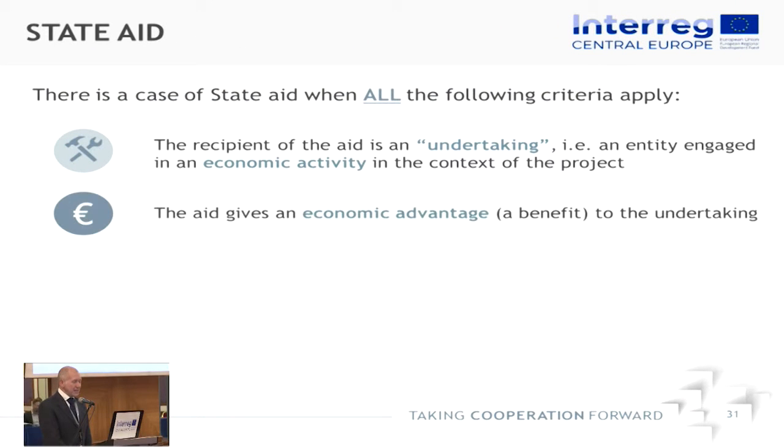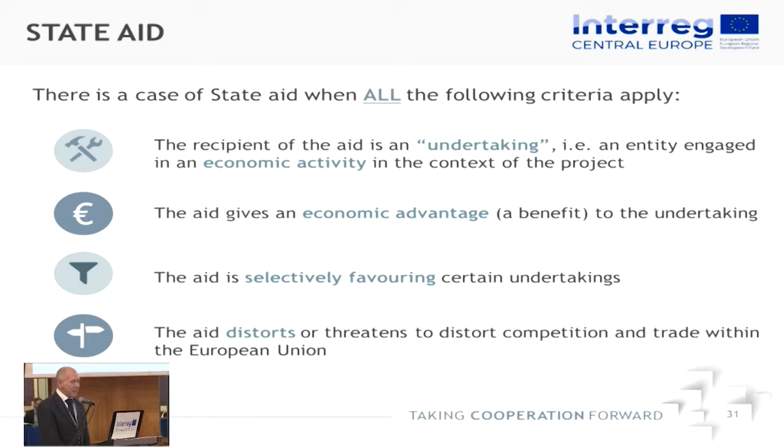So state aid happens when all the following criteria apply. So if one of these criteria does not apply, then you don't have state aid. The first is that the recipient of the aid, so the entity which is involved in your project as a project partner, for example, is an undertaking. This means an entity which is performing an economic activity in the project. Here there is a big casuistry on what is an economic activity. It can be basically anything.